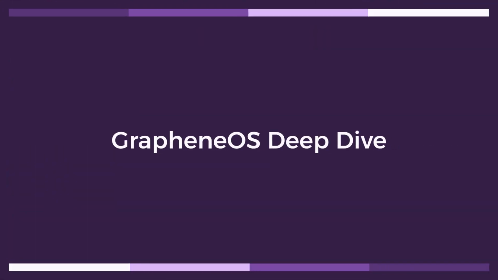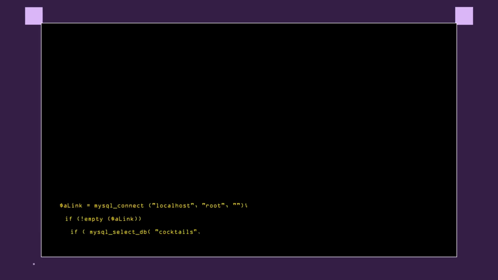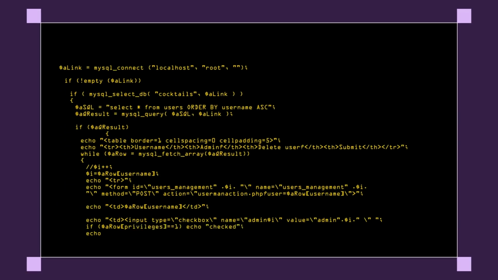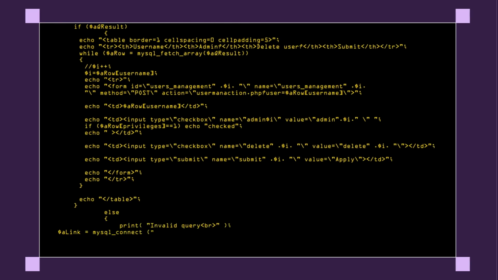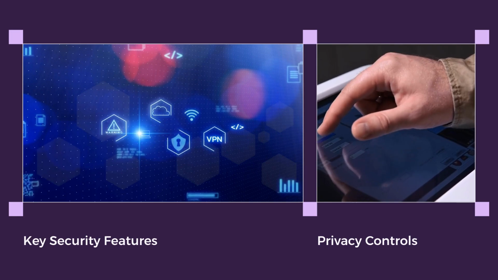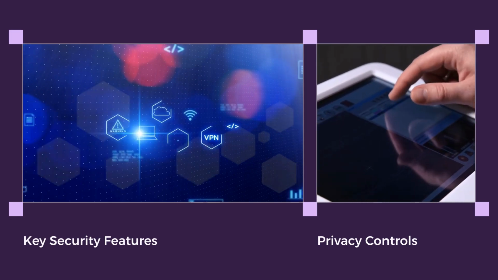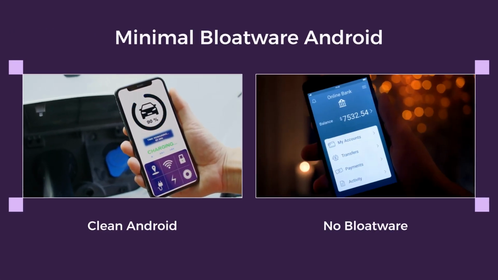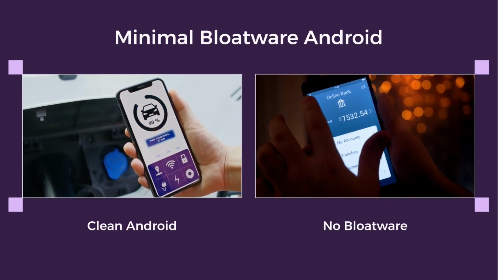GrapheneOS is committed to open source development, offering transparency and community-driven security. The open source nature allows experts to inspect and verify the OS's security, ensuring trust. GrapheneOS includes robust sandboxing, built-in VPN support, and strict privacy controls. It provides a minimal, bloatware-free Android experience designed from the ground up for privacy.